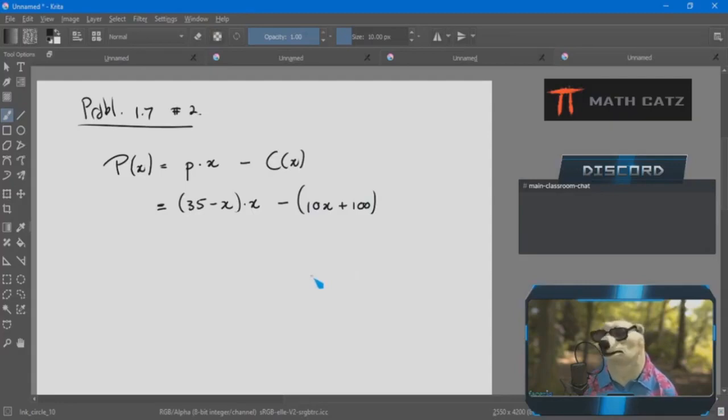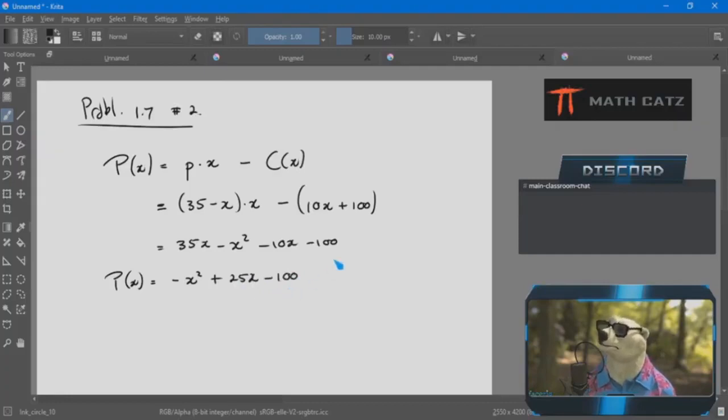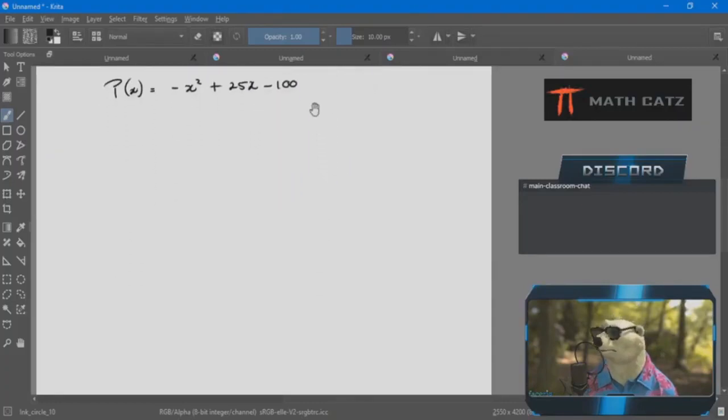All right. Simplifying this, I get 35x minus x squared minus 10x minus 100. One more step for my profit function: negative x squared plus 25x minus 100. All right. Now again, I see some properties. A is -1, negative, meaning, as I would hope, I have a parabola pointing down, resulting in a maximum point, which is now the vertex I want to find.